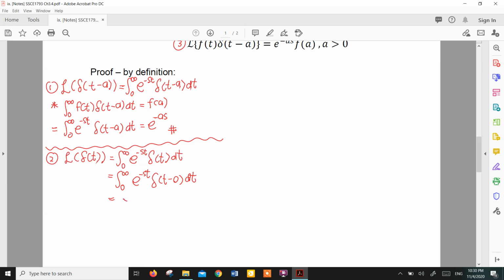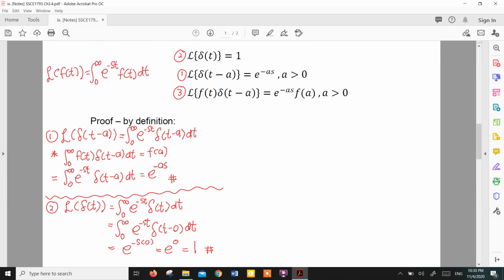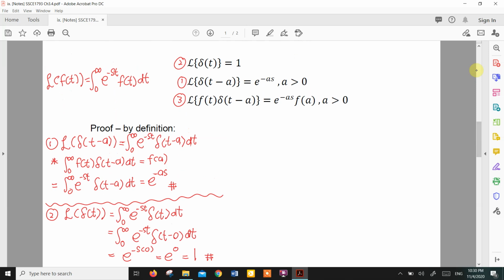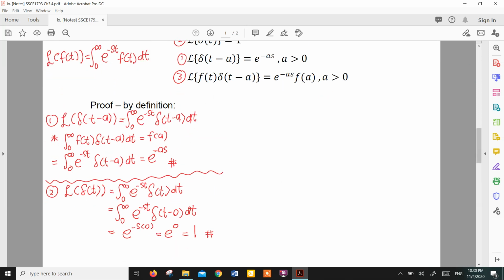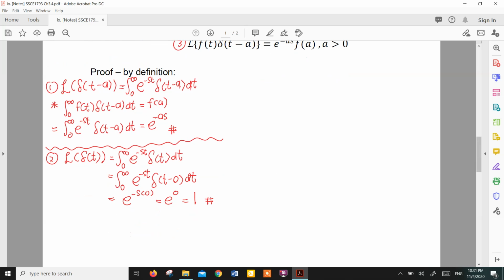So you will have e negative s times 0, which is equal to e to the power of 0, which is equal to 1. So it is proven that for the first formula, the Laplace transform of delta(t) is equal to 1 from this derivation. Now let's go to the third one.